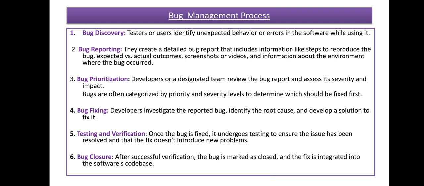So the bug management process consists of bug discovery or identification, bug reporting, bug prioritization, bug fixing, testing and verification, and bug closure. This is the sequence of steps that we have to implement for managing the bugs, that is, eliminating the bugs.